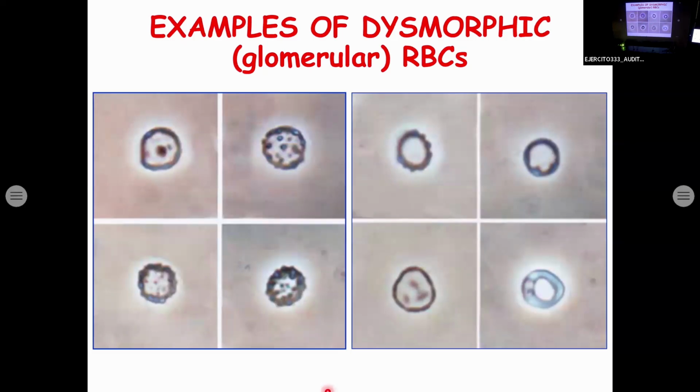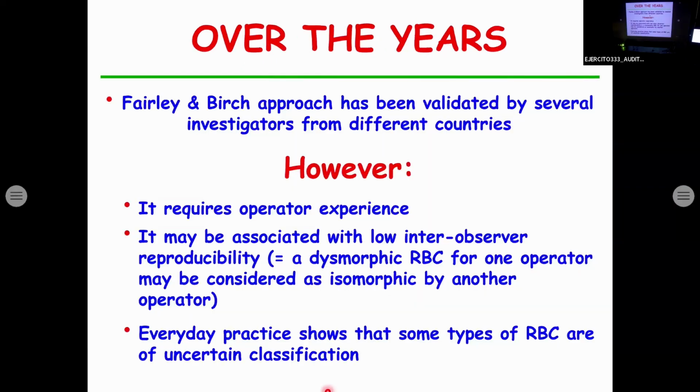So they are really dysmorphic, with a shape which is not nice, not the morphology that red blood cells usually have in the blood circulation. Over the years, the Fairley and Burke approach has been validated by several investigators from different countries. However, this is important, it requires operator experience. It may be associated with low inter-observer reproducibility. In fact, a dysmorphic red blood cell for one operator may be considered isomorphic by another operator.